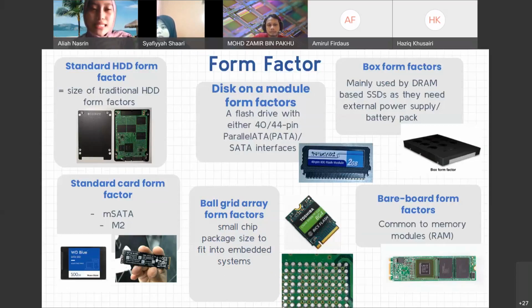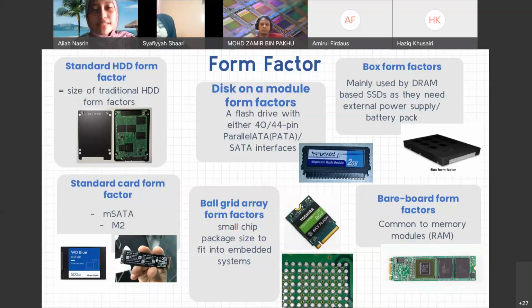The second form factor is the standard card form factor. For applications where space is at a premium and compact, like ultrabooks or tablet computers, we will use a few compact form factors standardized for SSD. The third one, the on-a-module form factor, is one type of flash drive with either a 40 or 44 pin parallel ATA (PATA) or SATA interface, intended to be plugged directly into the motherboard and used like a computer hard disk drive.